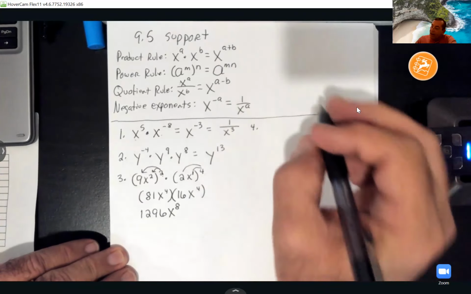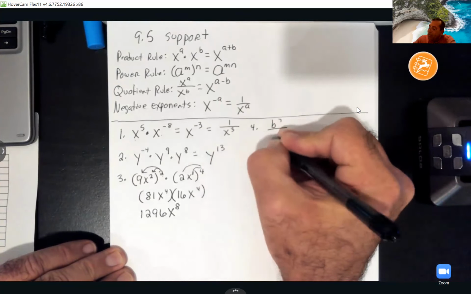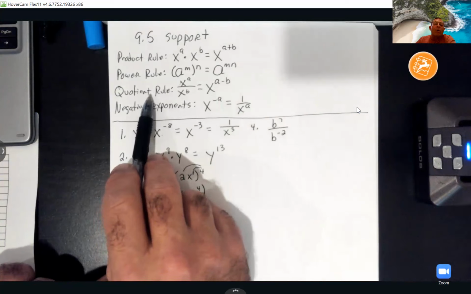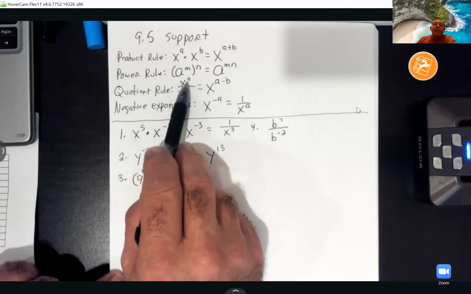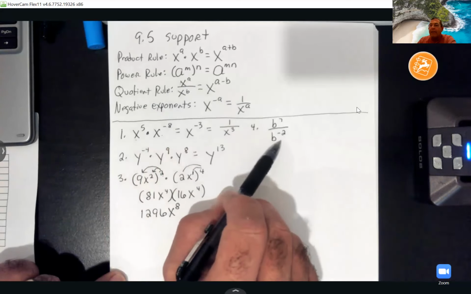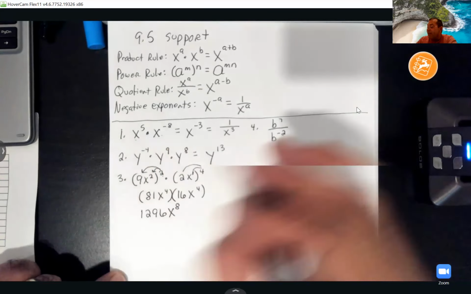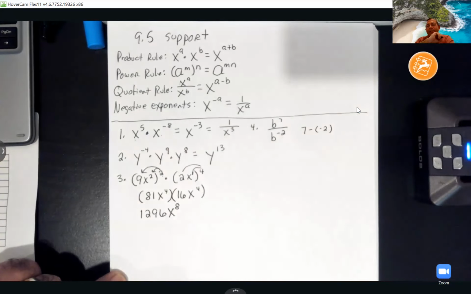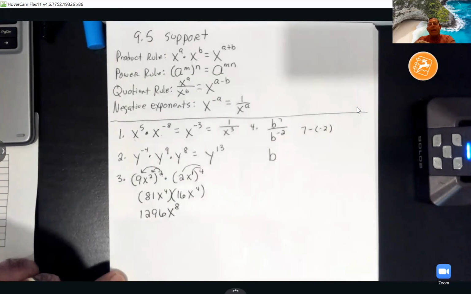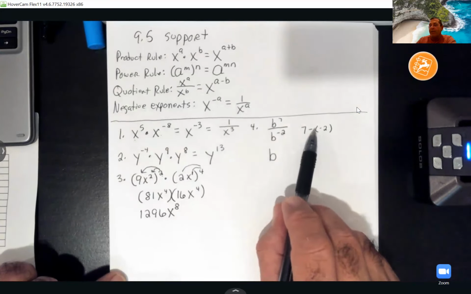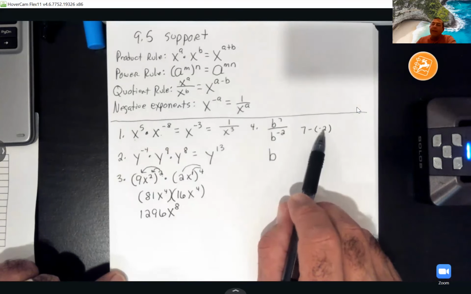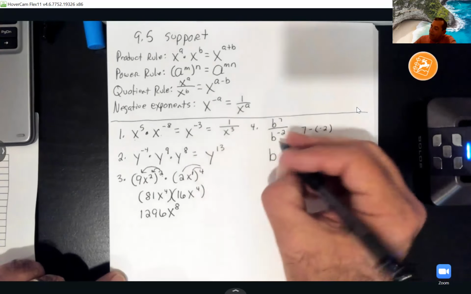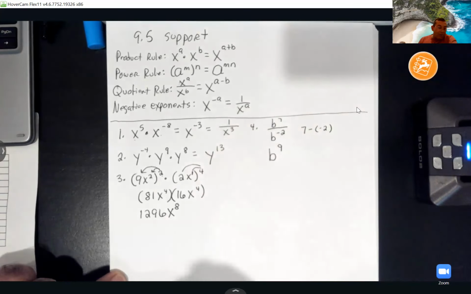All right, y'all, this one's not bad. A b to the 7 over a b to the negative 2. Well, y'all, I have division, so I have the quotient rule going on. And it tells me to take the top exponent and subtract the bottom exponent. So, y'all, what you have to figure out is, what is 7 minus a negative 2 going to give us? And that'll be the exponent of that b. Well, guess what? When you subtract a negative, that basically becomes a positive. So I basically have 7 plus 2, which gives me a 9. And that's our final answer.